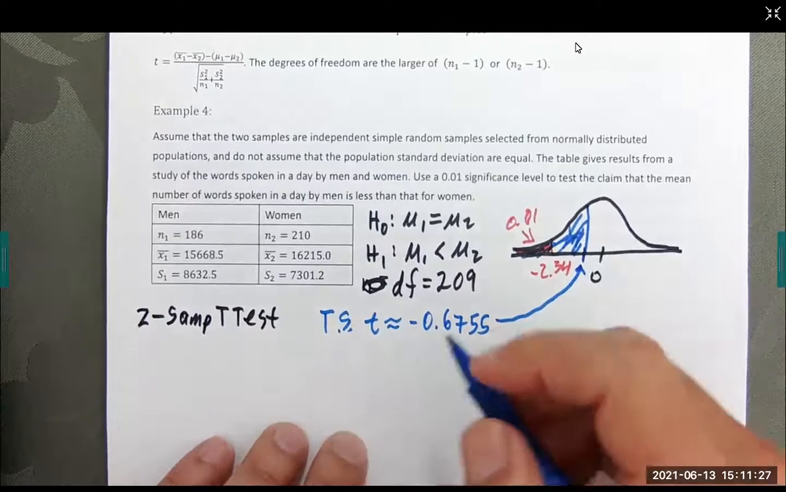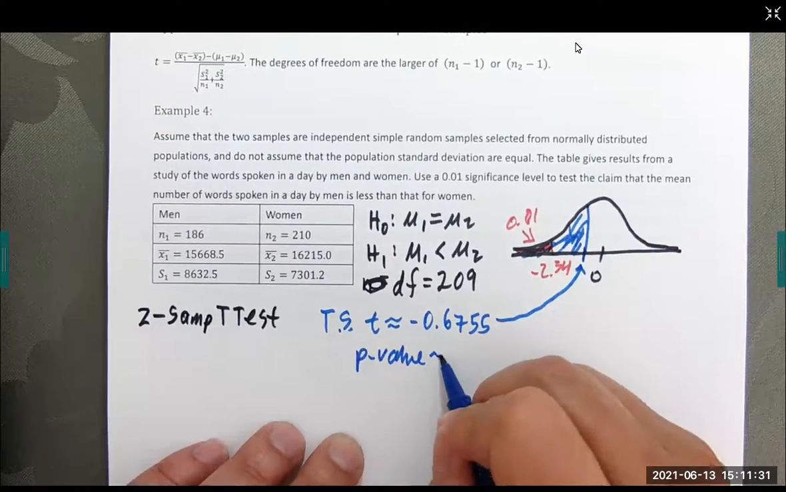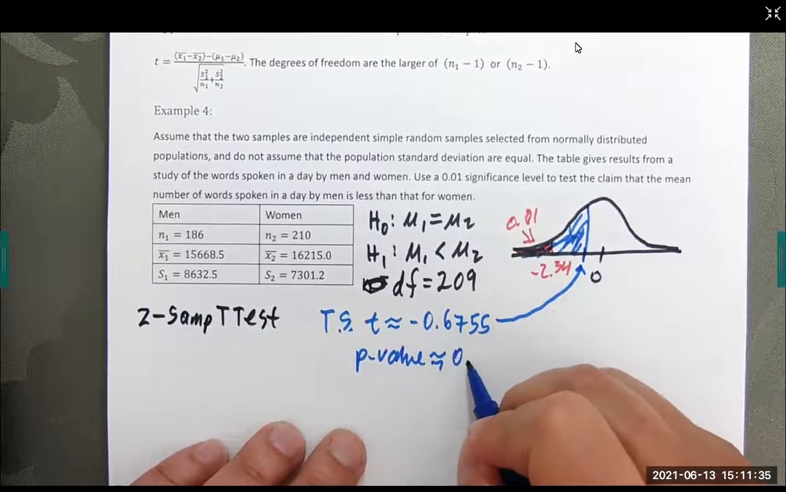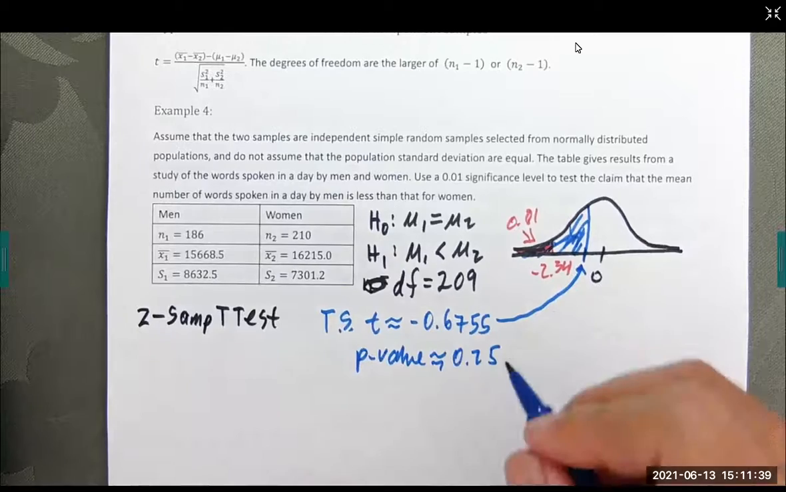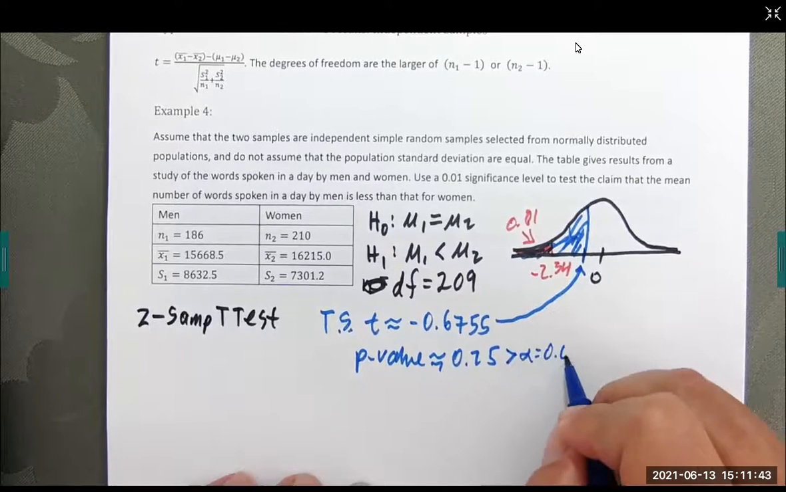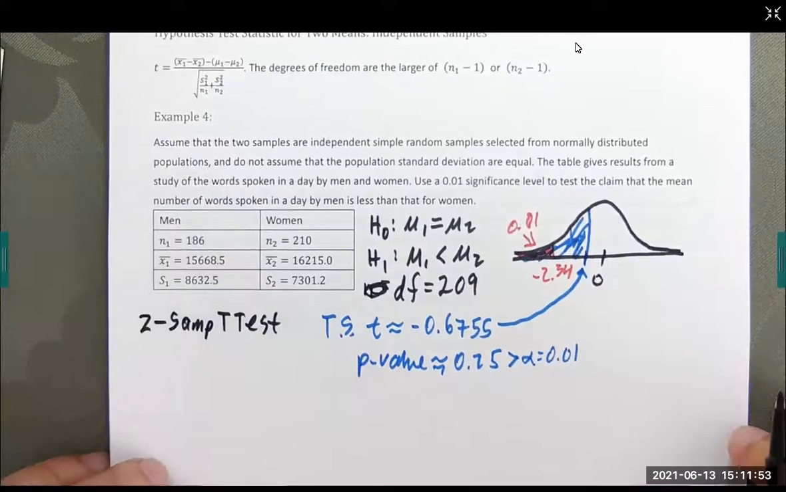P-value is 0.25, I'll round it off, which is way bigger than the alpha. So we are going to fail to reject. Fail to reject. Let's push that up.